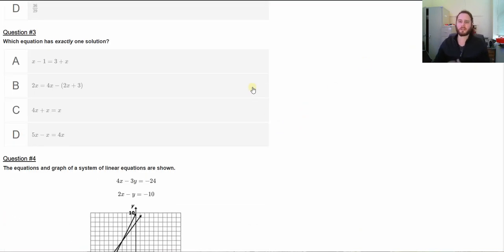Number three, which of these has exactly one solution? Pause this video, see if you can identify it. You should be able to do it without really solving any of them.